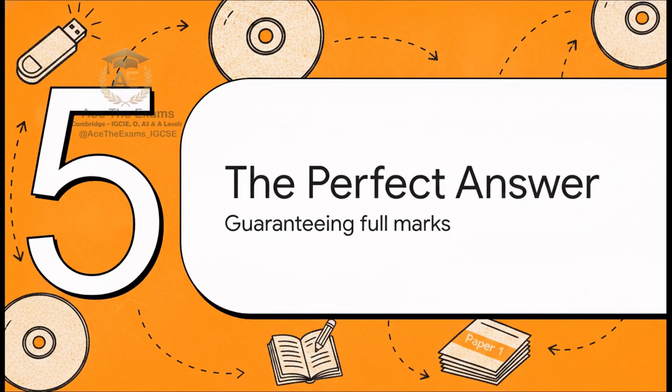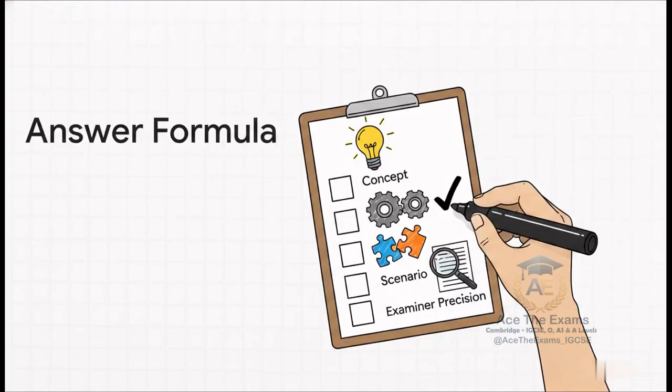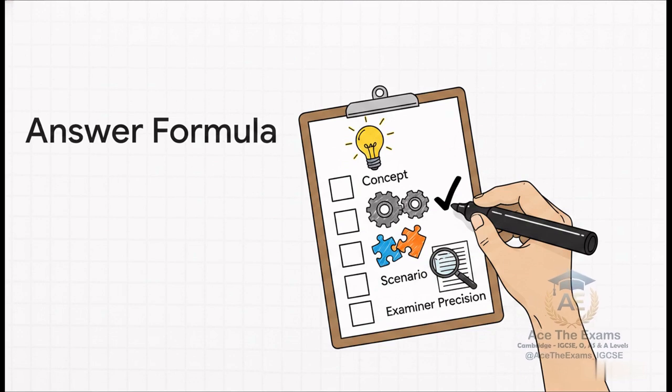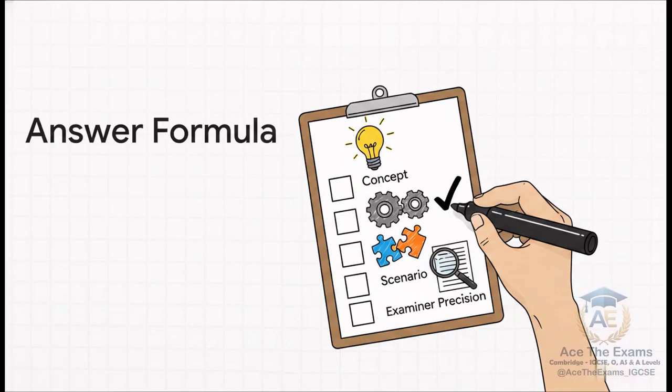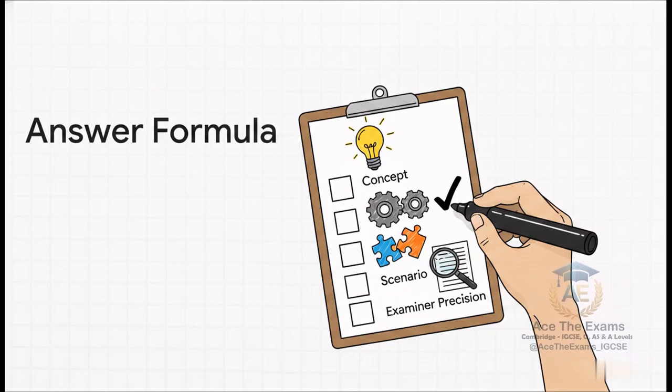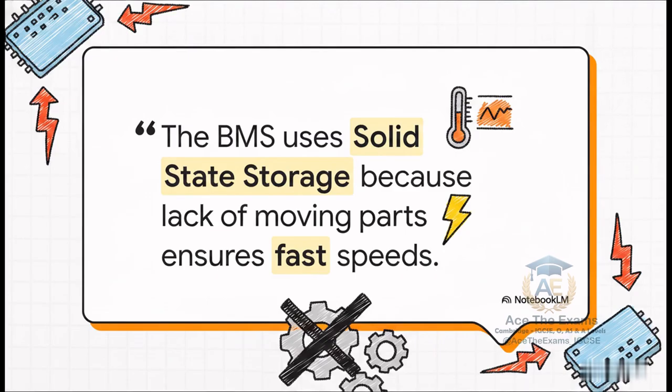Section 5. Crafting the perfect answer. Guaranteeing full marks. So, we know exactly why the generic answer and the DVD answer failed. Let's fix this with an upgraded answer formula that guarantees full marks on paper 1. You can't just state a generic idea. You have to tick off very distinct technical points. First, identify the core concept. Second, state the underlying mechanism. Third, tie it directly to the scenario example provided in the prompt. And fourth, use precise examiner wording to describe the advantage. Let's apply that formula right now.